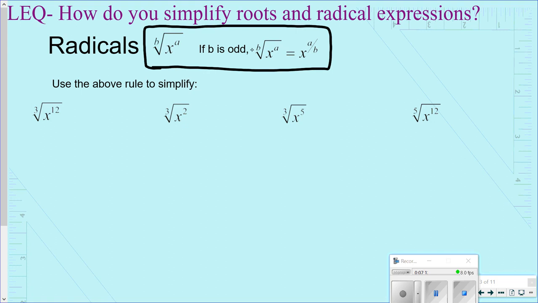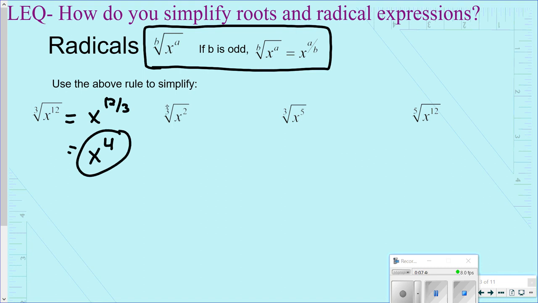Okay, so whatever the index is, I am going to take a look at that. And if it's an odd number, I'm just going to follow this rule, and that's it. I don't have to do anything else. In a minute, we'll talk about what happens if that index or that root is an even number. There's a little bit more work to do there. But this is an odd root. The index is 3, so I am going to just go ahead and apply the rule, which says I'm going to rewrite this as x to the 12th divided by 3 power. Well, 12 does divide by 3 evenly, so we're going to do that, and we're going to get x to the 4th as our answer.